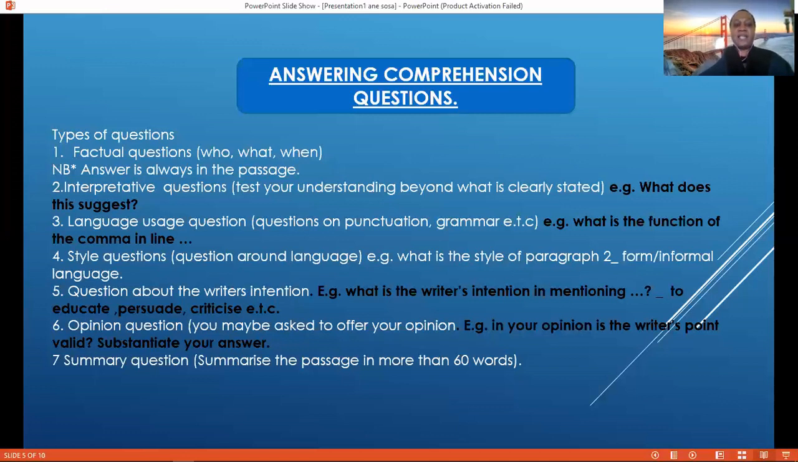And number seven, summary questions. You summarize the passage in whatever number of words you'll be asked to use. And when you summarize, you highlight the main points. That's the summary question. Let's move on.